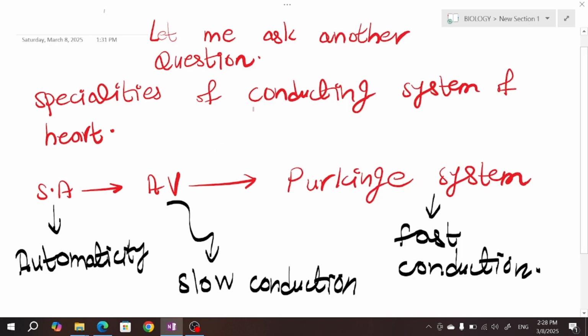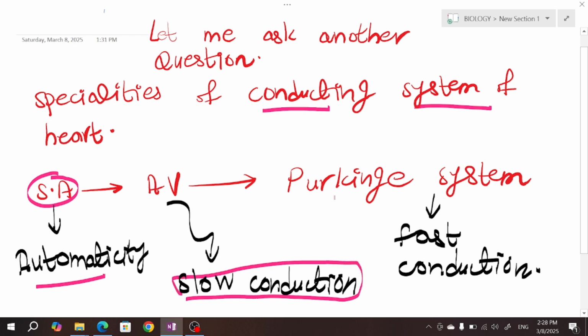So let me ask another question. What are the specialities of the conducting system? The SA node has the speciality of automaticity, the AV node has the speciality of slow conduction, and the Purkinje system has the speciality of fast conduction. So what is automaticity? The ability to generate action potentials or the tendency to undergo depolarization automatically is known as automaticity.